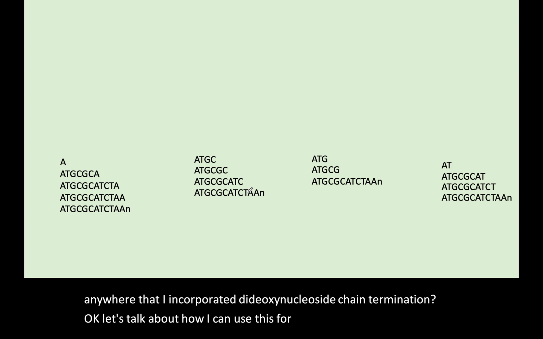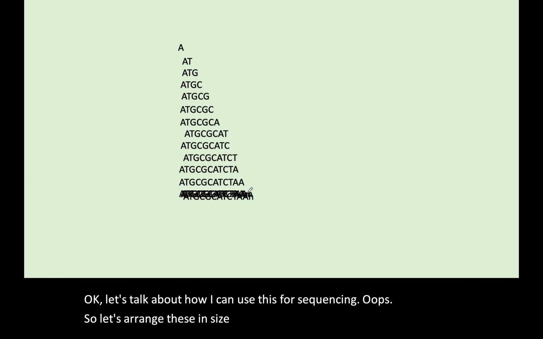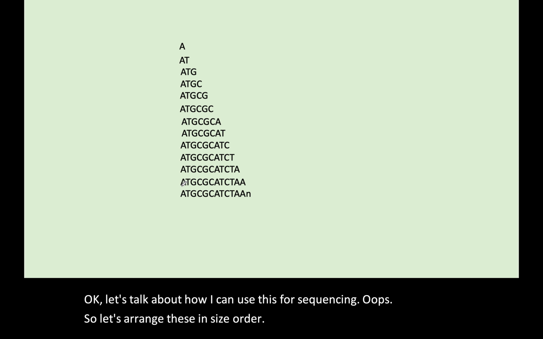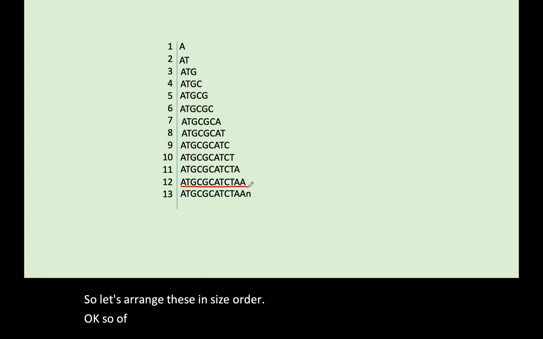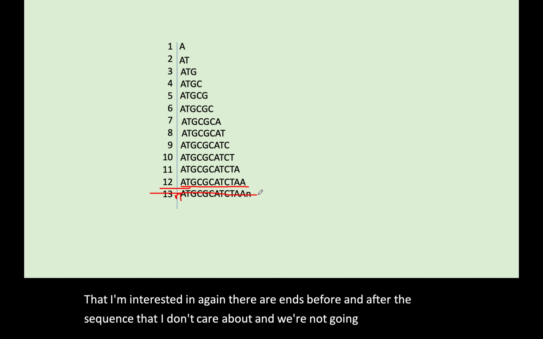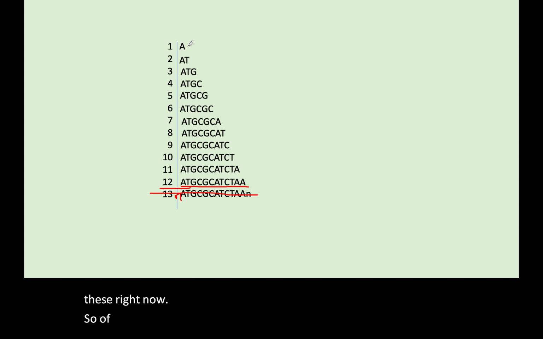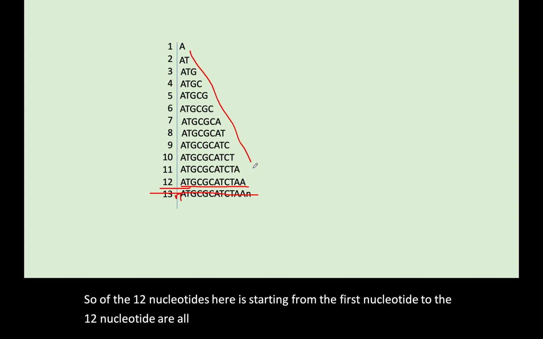So let's arrange these in size order. Of the 12 nucleotide sequence that I'm interested in, and again, there are ends before and after the sequence that I don't care about, and we're not going to worry about these right now. So of the 12 nucleotides, starting from the first nucleotide to the 12th nucleotide, here are all of the possible sequences that I can get.